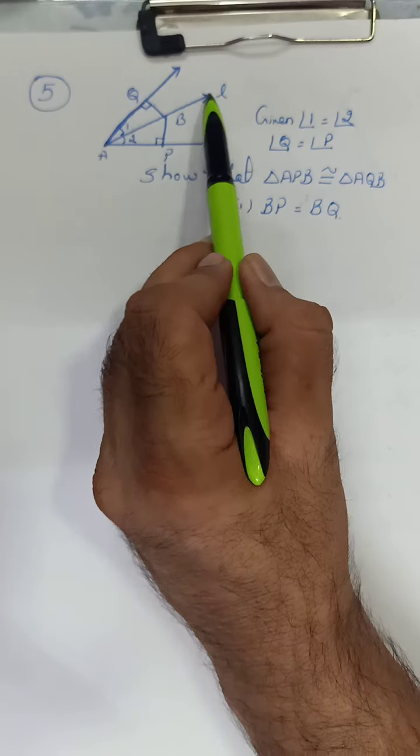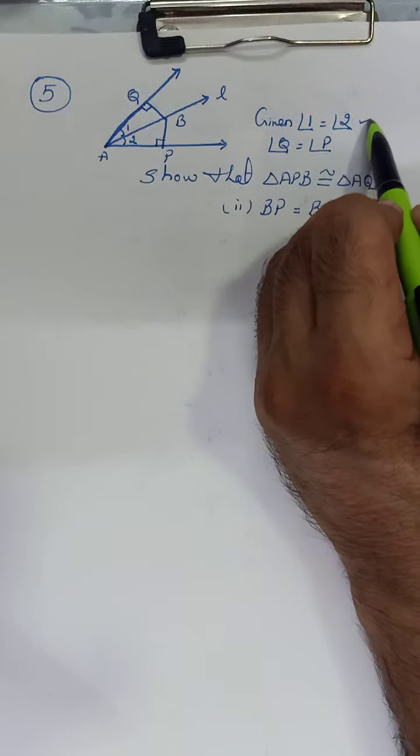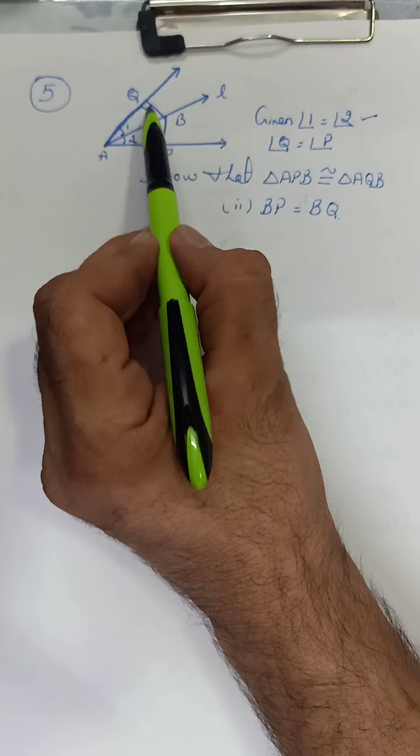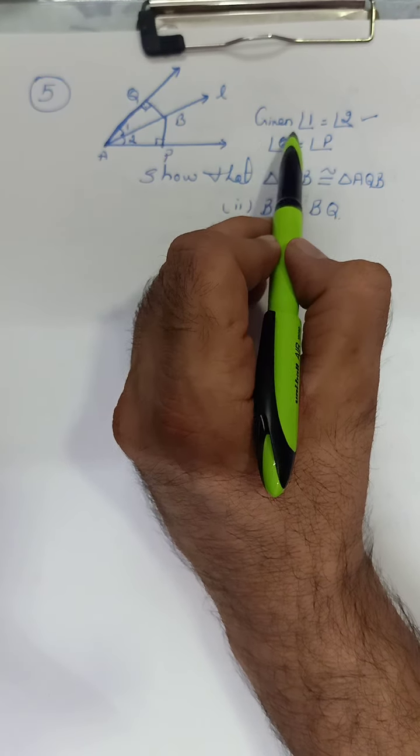Means angle 1. That means this line is bisecting this angle. That means angle 1 is equal to angle 2. This is given. And these two are 90 degrees. That means angle Q and angle P, they are 90 degrees. These two things are given.